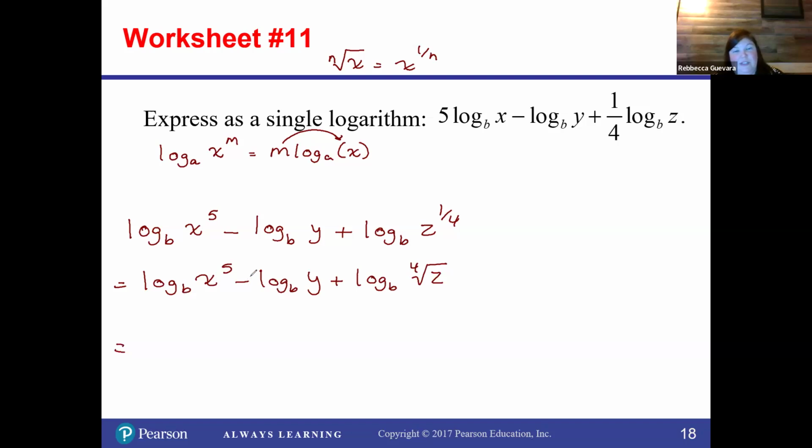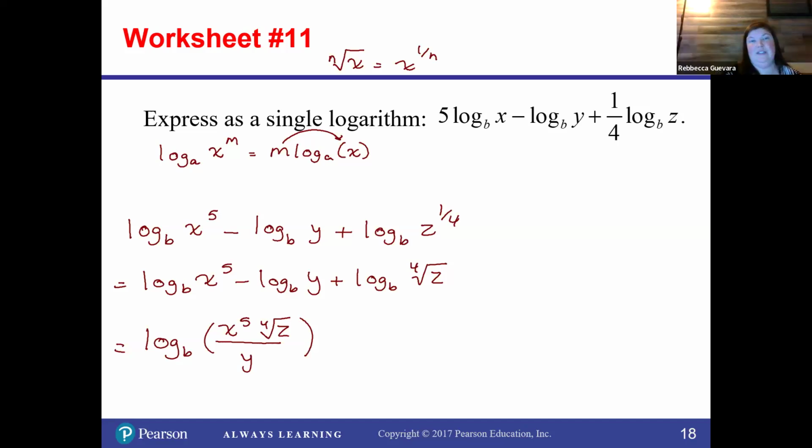Now remember, if it's subtraction, it goes on the bottom. If it's addition, it's going to go on the top. So we're going to have log base b. This is positive out front, this is x to the 5th. This is negative, so y goes on the bottom. This term is positive, so we get the 4th root of z on top. And now we've put it all together in one logarithm.